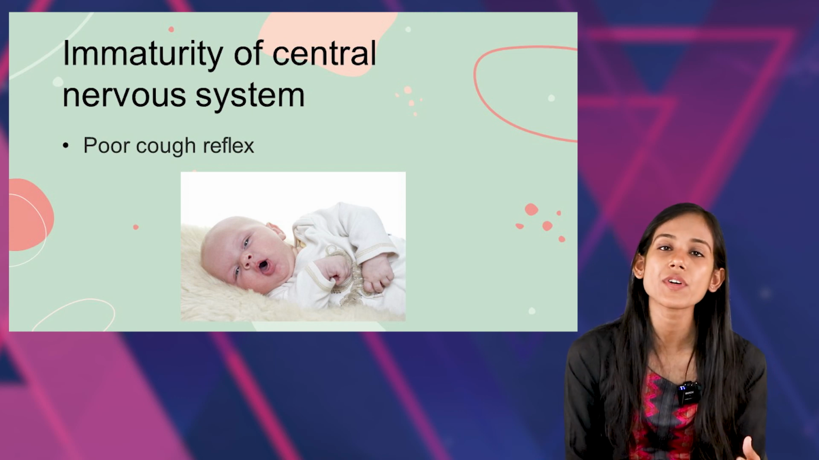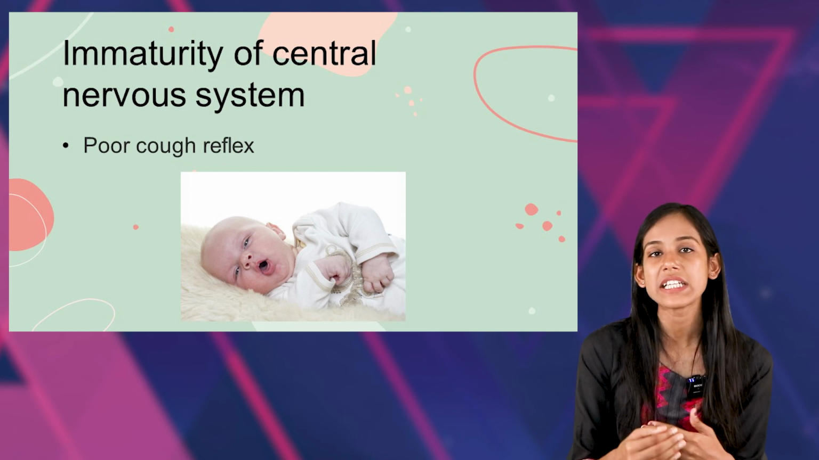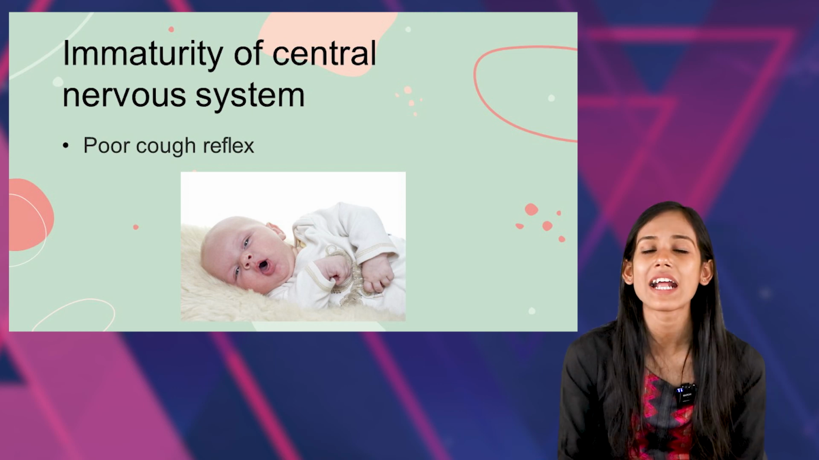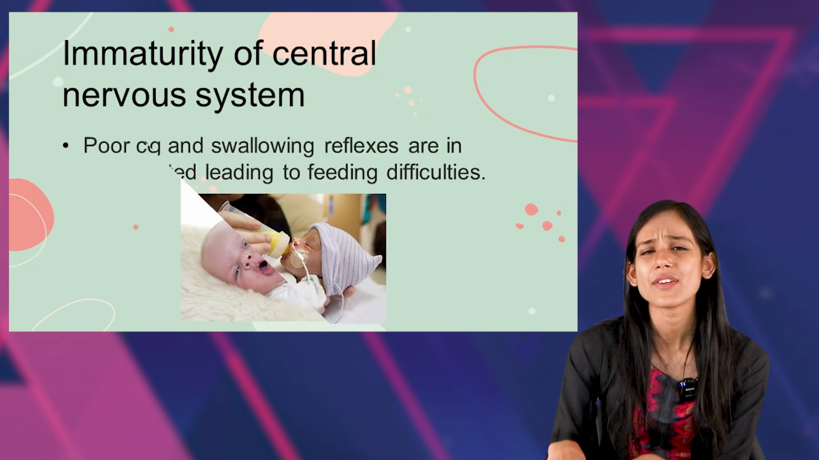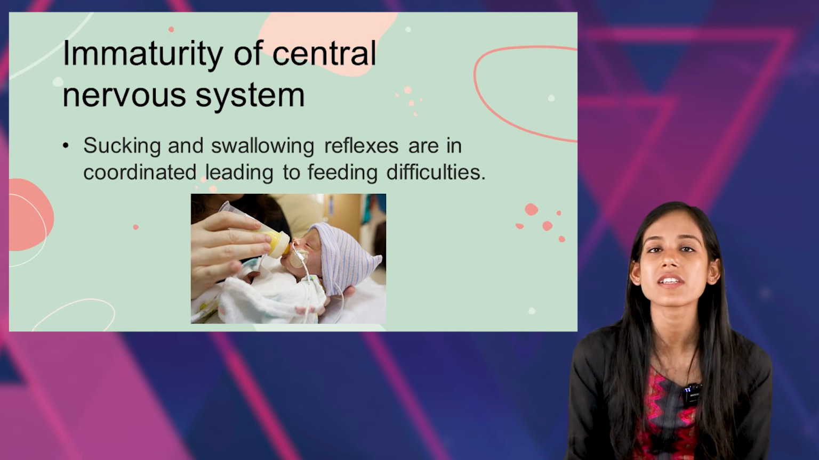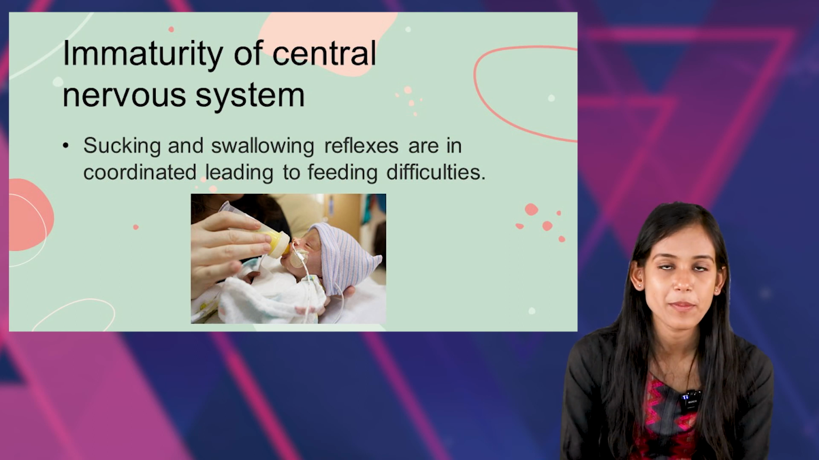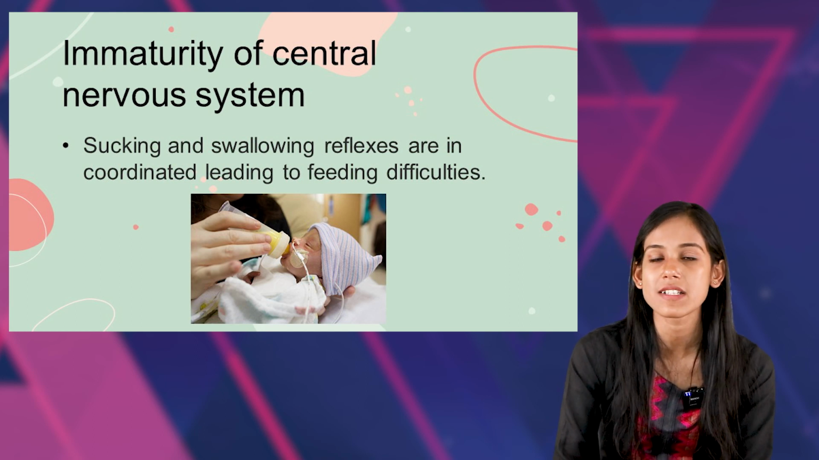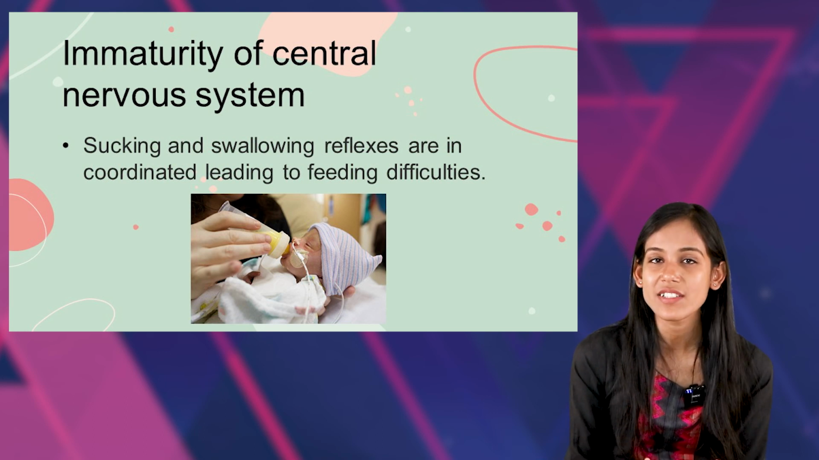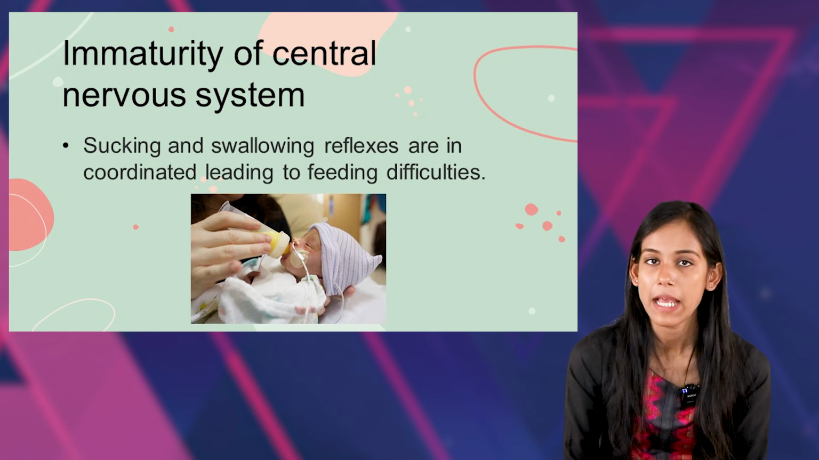So there would also be immaturity of the central nervous system. As we said, these preterm babies would be inactive and lethargic, and they have poor cough reflexes, and also their sucking and swallowing reflexes are incoordinated. That's the reason feeding these babies would be difficult, because their sucking and swallowing reflexes are not coordinated. Now these babies are more prone to kernicterus or brain damage as they have an inefficient blood-brain barrier.